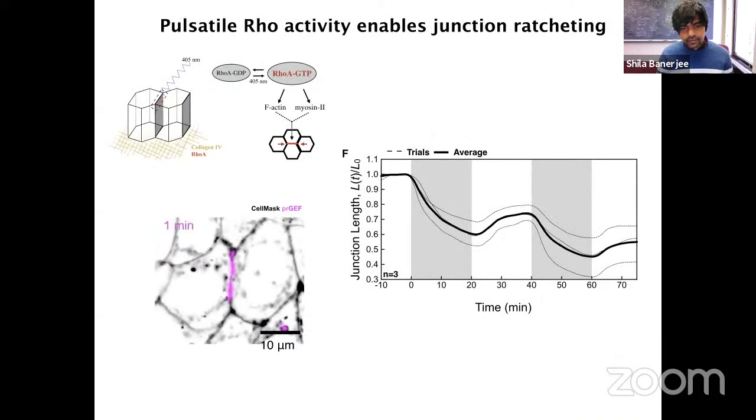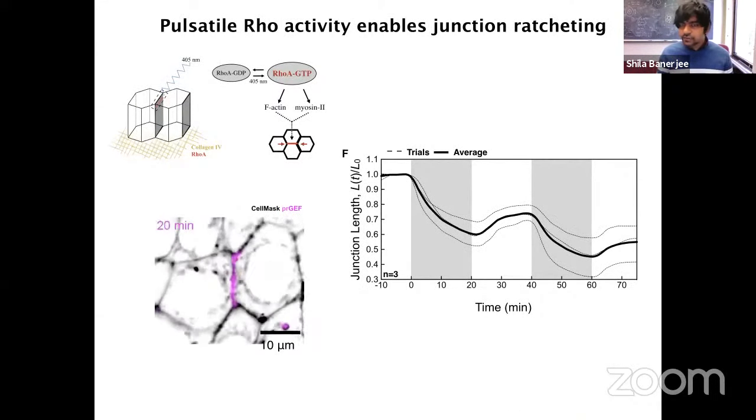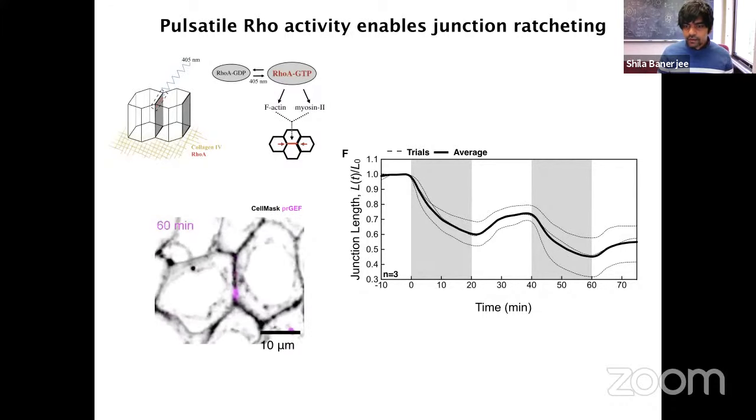And the answer was that you need to have pulsatile reactivity to enable junctional ratcheting, right? So inducing multiple periods of rho activity can actually contract the length all the way to intercalation, right? Which we actually didn't do here, but this sort of shows the value of this oscillatory ratchet mechanism of contraction.